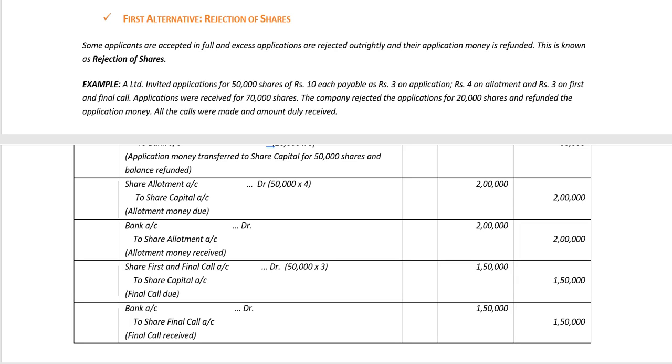The first and final call money due is share first and final call account debit to share capital. The amount which is due is 50,000 shares multiplied by 3 rupees per share, 1,50,000 rupees. And bank to share first and final call is also 1,50,000 rupees. So this is the treatment where the company decides to adopt the first alternative, which is rejection of shares and refund of application money received.